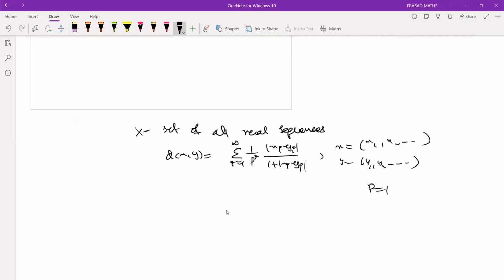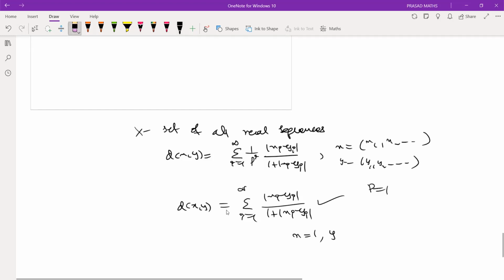I already told you. Suppose p equals to 1, what happens? This function is nothing but mod of xi minus yi divided by 1 plus mod of xi minus yi. This is my d of x comma y. Question is, is it a well-defined function? Is it a metric? The answer is no for p equals to 1. Why?